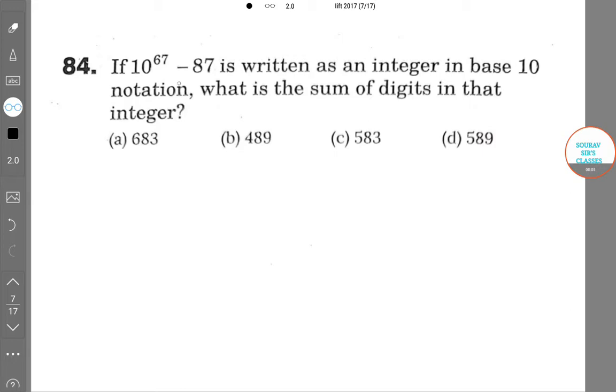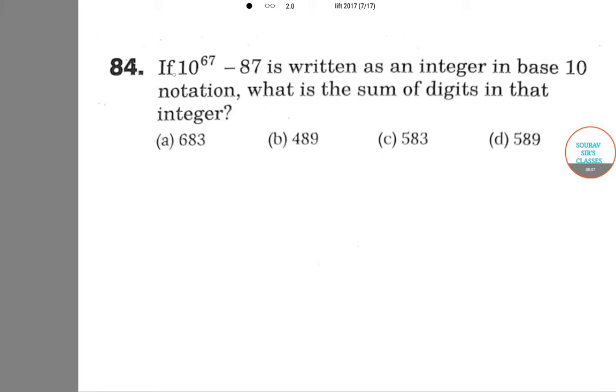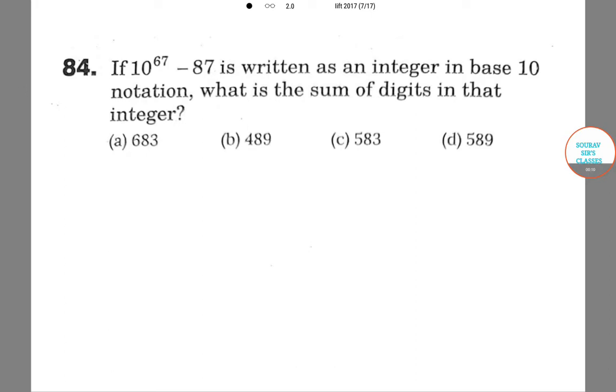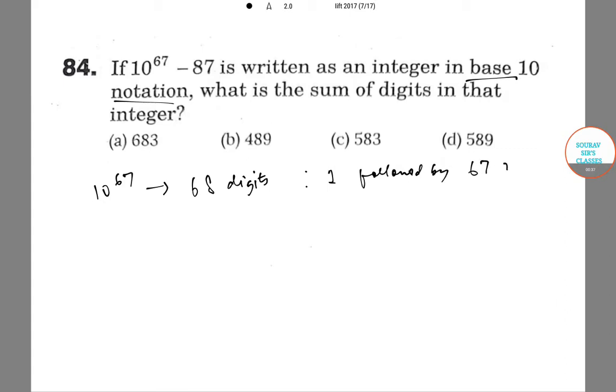The question is, if 10 to the power 67 minus 87 is written as an integer in base 10 notation, what is the sum of digits in that integer? Now 10 to the power 67 has 68 digits. That is 1 followed by 67 zeros.